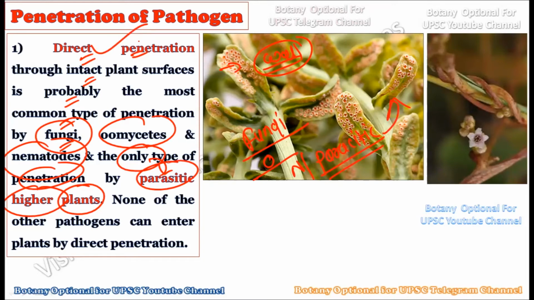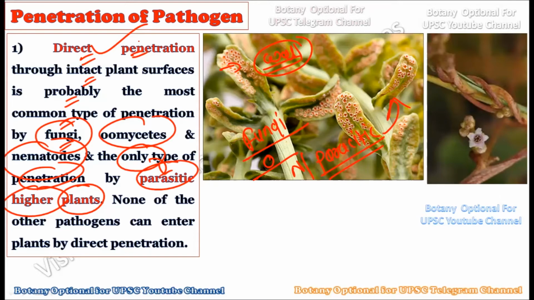So when we talk about the first method of direct penetration, in which the pathogen has to break the cell wall of the host plant, then in such a range we have the fungi, oomycetes, then the nematodes and all of the parasitic higher plants. Okay, they will take the direct penetration mechanism and they will break open the healthy cells, and after breaking open, they will enter within the plant body.